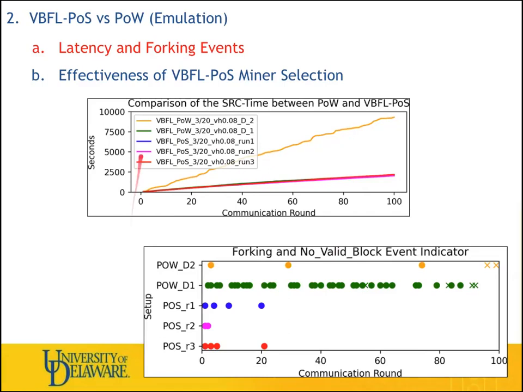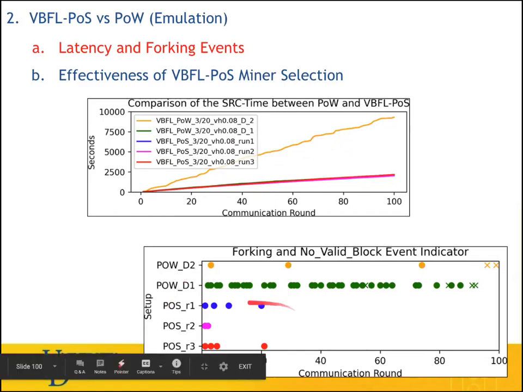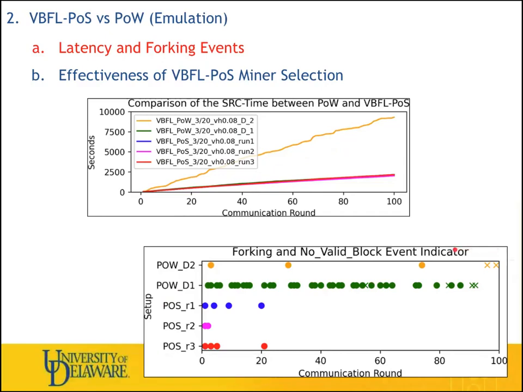So for VBFL POS, it takes less SRC time, and it also has very few forking events, which is comparable to POW difficulty 2. In my opinion, with the role switching, the stake of devices will become more diverse in the long run. Therefore, the probability of a forking event decreases as the rounds progress.